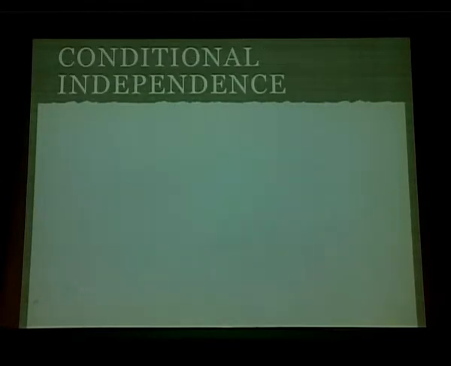What I will talk about today is a generalization of this notion of independence to conditional independence. Let's suppose again we have some secrets. This time maybe 4 secrets, A, B, C, and D, and we know that the sum of them is even.